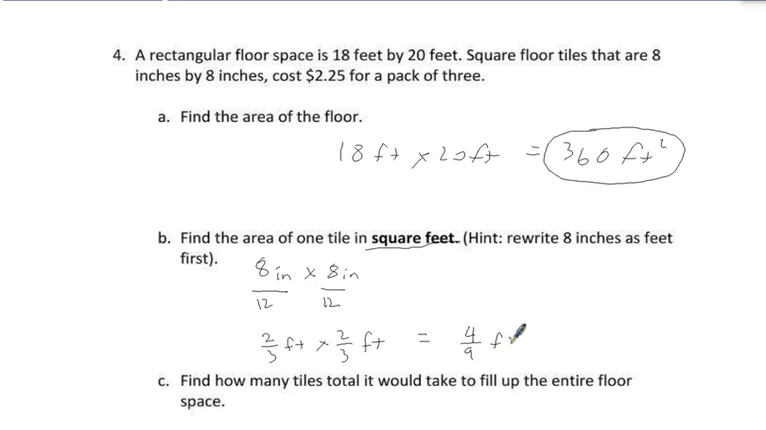4/9 feet squared. And it's helpful to keep this as a fraction. If we go to a decimal, we might end up with something unrounded, or that we're going to round, and that's going to cause potential problems in the answer if we round too early. So keep this as a fraction. That's just always going to be the best.